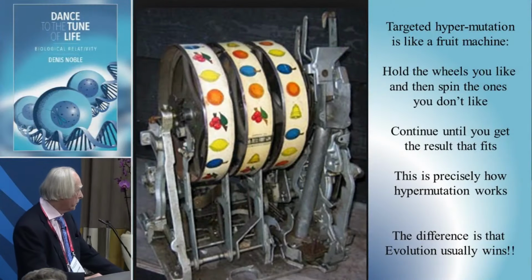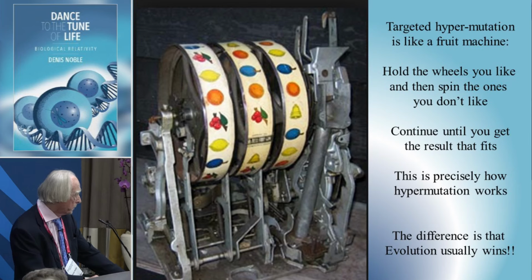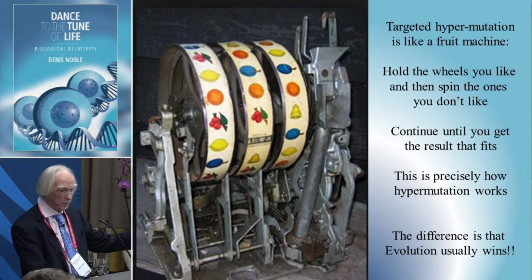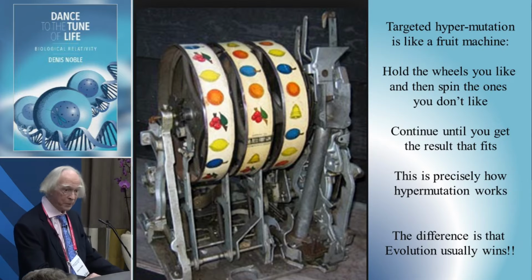It's holding great chunks of the immunoglobulin coding regions of the genome constant to enable just the variable part to be spun around. And moreover, the rest of the genome is held constant too. The functionality is coming in through the targeting. It's not through the stochasticity itself. It's using the stochasticity, of course, to find a solution, which is precisely how hypermutation works. The difference from the fruit machine is that evolution usually wins. We don't.